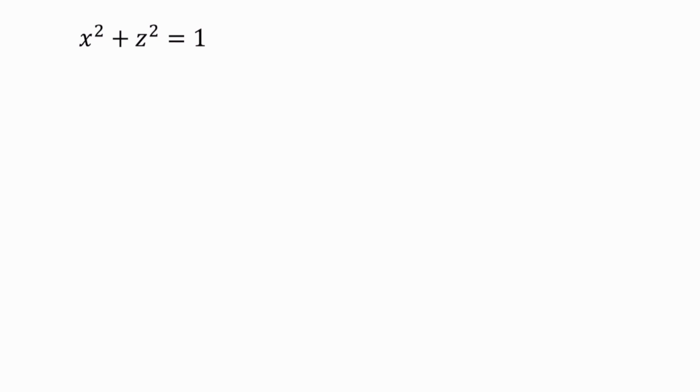So for this first one, we have x squared plus z squared equals 1. And this should look familiar. You should look at this and think, oh, unit circle. And indeed, we can sketch it as such.